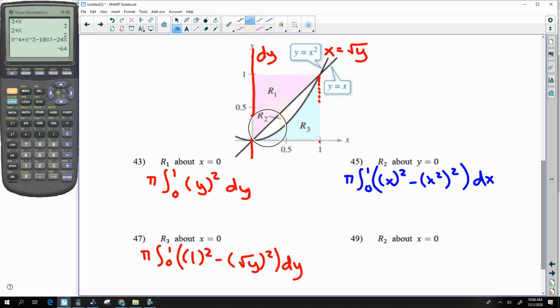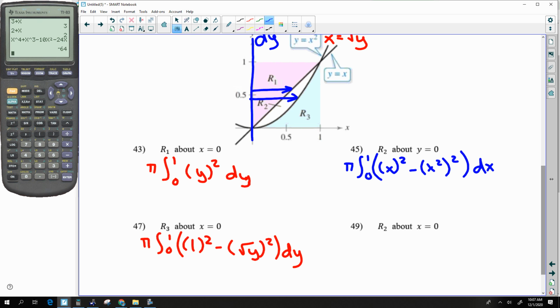Okay, next problem is doing the same axes. Again, it's still x equals 0, so that's still a dy method. And we are doing region 2. So here the big radius is the parabola, and the little radius is the line. So this is going to be pi integral 0 to 1 of the big radius, which is the parabola, the square root of y, squared, minus the little radius, which is the line, which is y squared, dy.